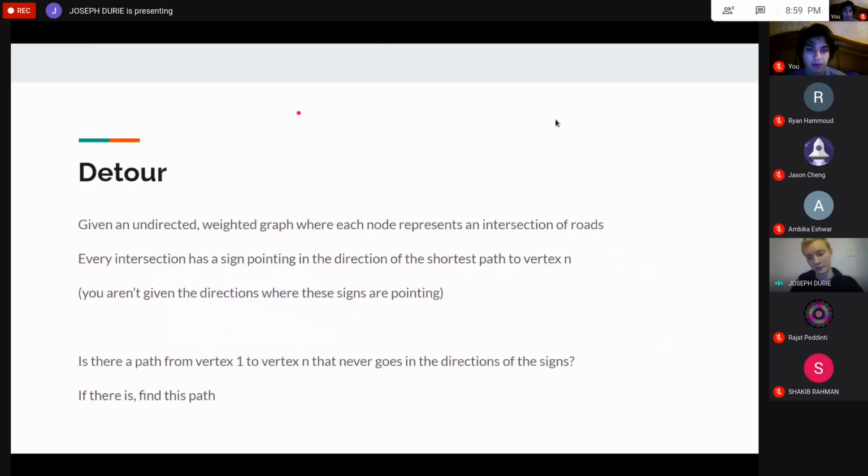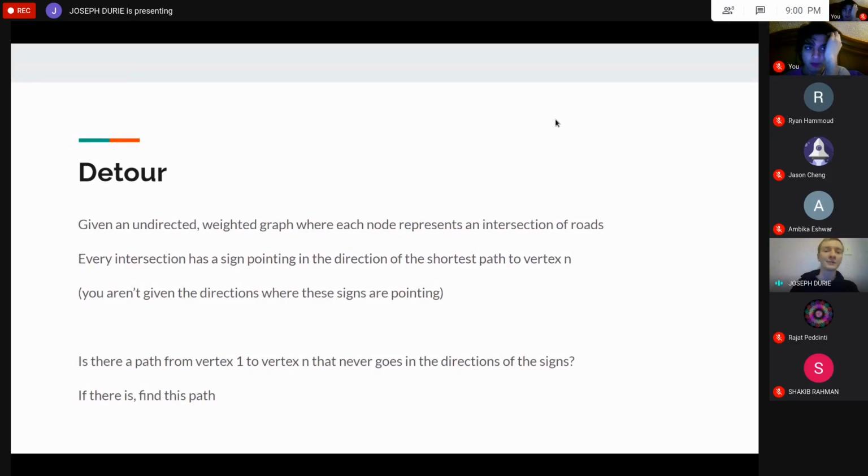Okay, so I guess we can move on to the last problem. This problem is Detour. You are given an undirected weighted graph where every node represents an intersection of roads. Every intersection has a sign that points in the direction of the shortest path to vertex n. And you can assume that these shortest paths to n are unique.